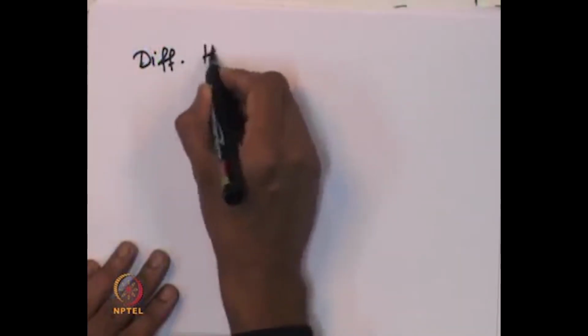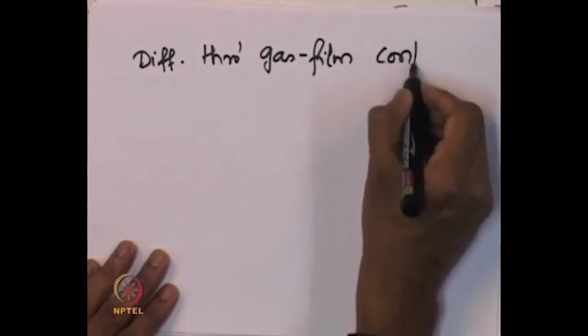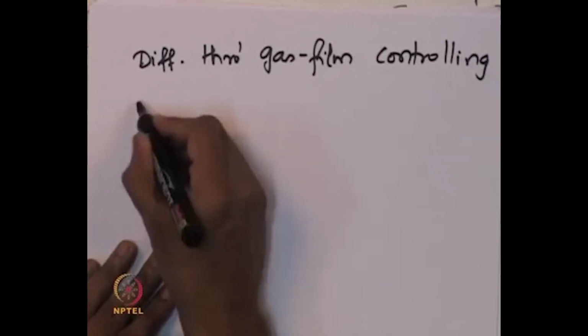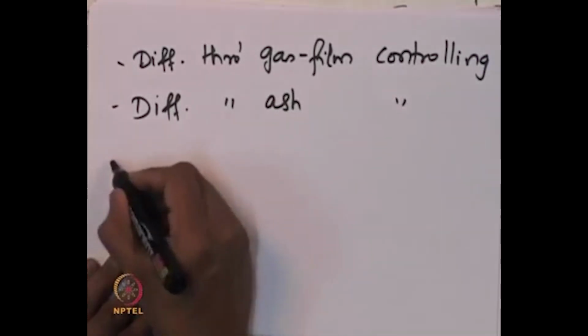Now, the third possibility is the reaction occurring at the surface of the unreacted core. If that is extremely slow, if the specific reaction rate constant is small, then it can in principle be controlling and all the other processes can be faster. So, essentially there are three possibilities: diffusion through the gas film controlling, diffusion through the ash layer controlling, or reaction controlling.